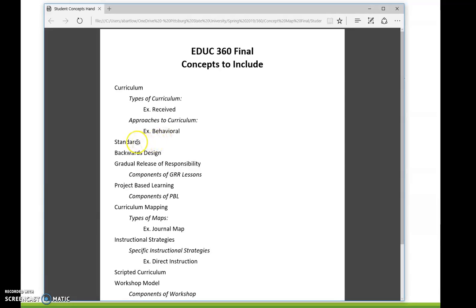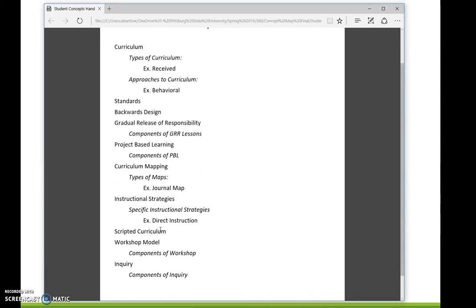You need to include standards, backwards design, gradual release of responsibility, and all the components of gradual release lessons. You're going to have to look and see what those are. You're going to have to remember and figure that out. Everything in italics is something that you're going to have to go into our course material and find. Project-based learning and its components. Curriculum mapping and the types of maps. There were only 3 types of maps, so I would expect those to all be represented there.